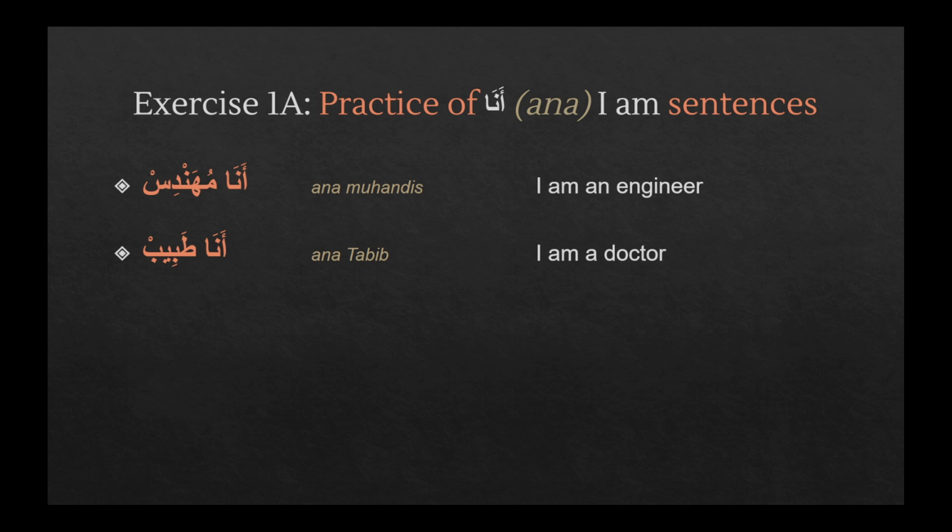Also in English we say a, like I am a doctor or I am an engineer. But in Arabic we don't use a or an. When you say أنا مهندس or أنا طبيب, it already means I am an engineer. So there is no separate word for a or an in Arabic. So the meaning is understood from the sentence.